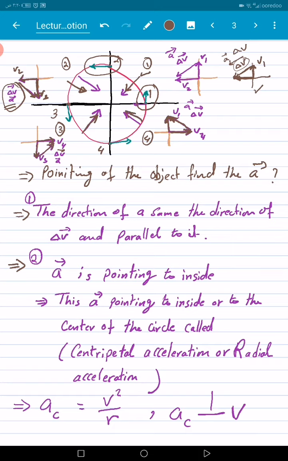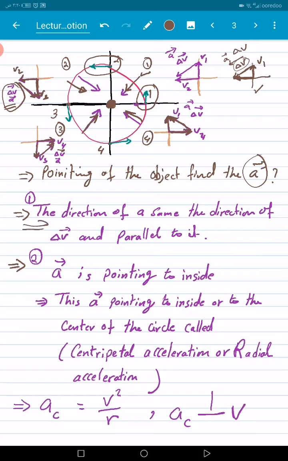So from this example, what you can see there is an acceleration. This acceleration always pointed to the center of the circle. So this acceleration pointed to the circle, it gives name as centripetal acceleration. So what is the centripetal acceleration? It is the acceleration that is pointed to the center, or its direction is always the same to the center.